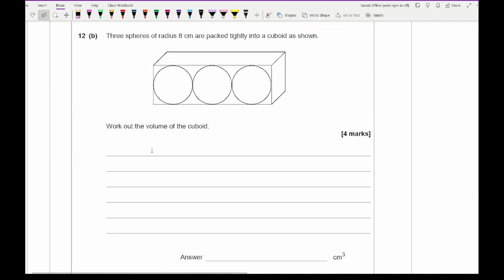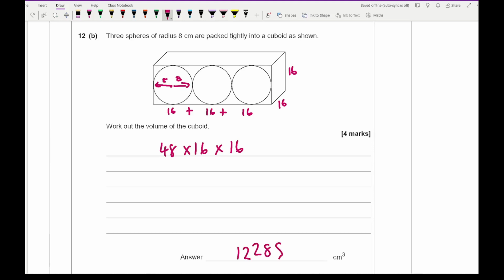With question 12b, it says 3 spheres of radius 8 centimeters are packed tightly into a cuboid as shown. Work out the volume of the cuboid. So we know that the radius is 8, so that's 8, which means that's going to be another 8. So altogether we've got 16, and this is going to be another 16, and the height is also going to be 16. So 16 plus 16 plus 16 is going to give me a value of 48. So it's 48 times 16 times 16. And if I type that all into my calculator, I get an answer of 12288.